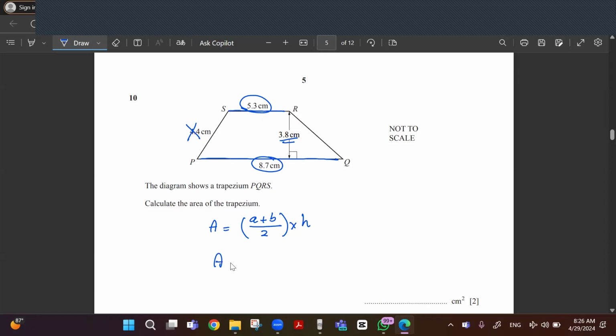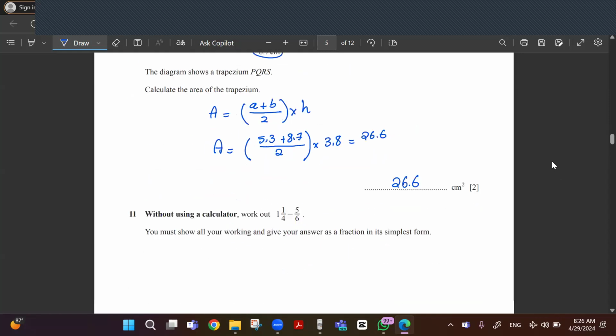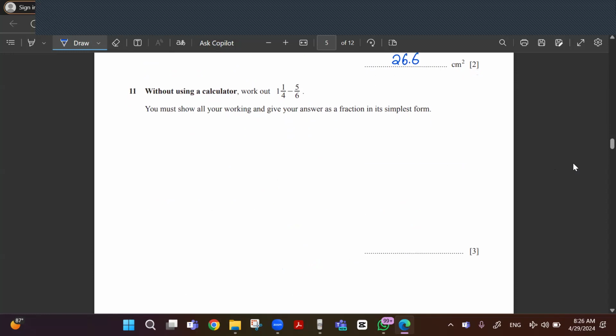So I am going to substitute here 5.3 plus 8.7, all of this divided by 2, multiplied by the height, which is 3.8, and calculate it to get the answer directly. It will be 26.6 centimeter squared, of course. Without using the calculator, work out this: 1 and 1 over 4 minus 5 over 6.